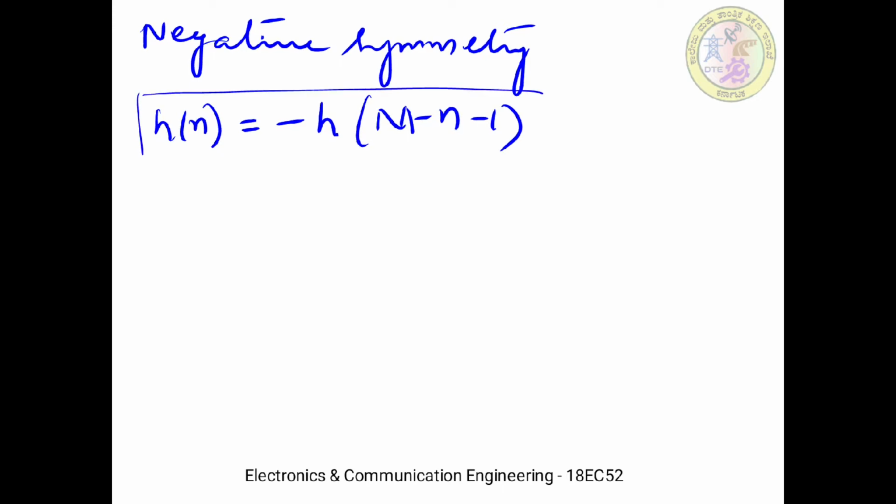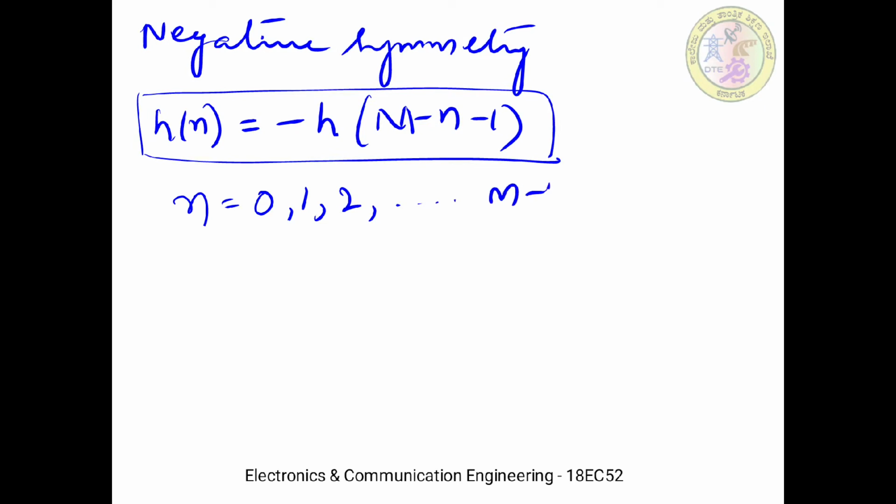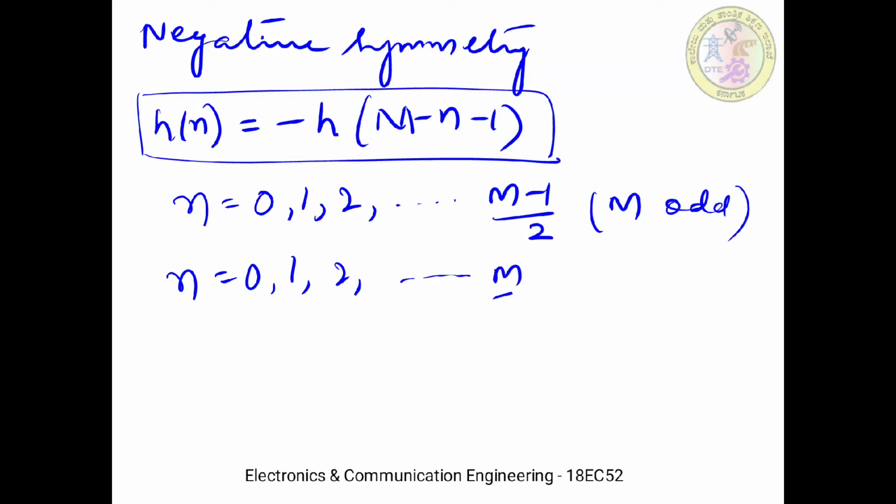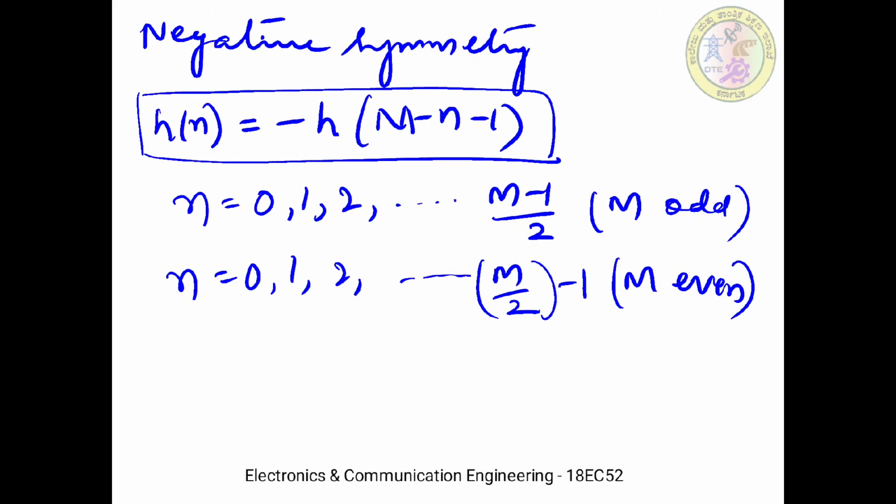Okay, so this is the definition for the impulse response when it satisfies negative symmetry. And here also n is equal to 0, 1, 2 up to (m minus 1) by 2 when m is odd, and n equal to 0, 1, 2 up to m by 2 minus 1 when m is even. Okay, so these are the negative and positive symmetric conditions on the impulse response h of n.